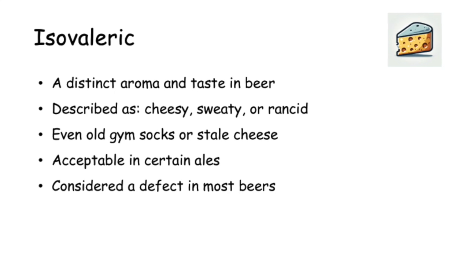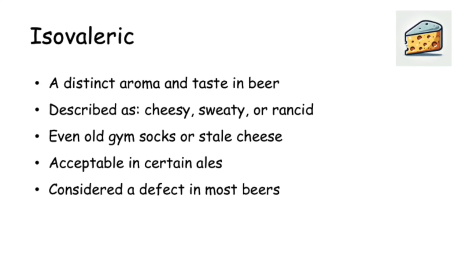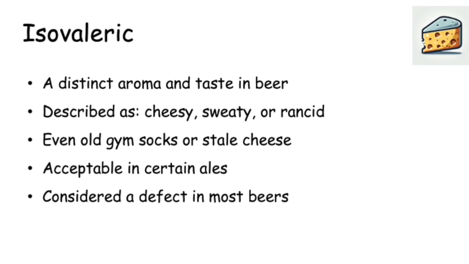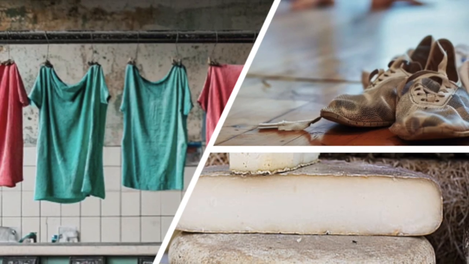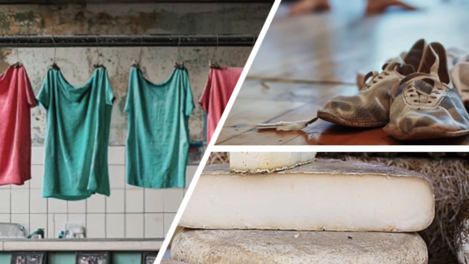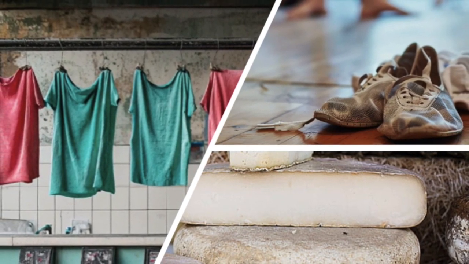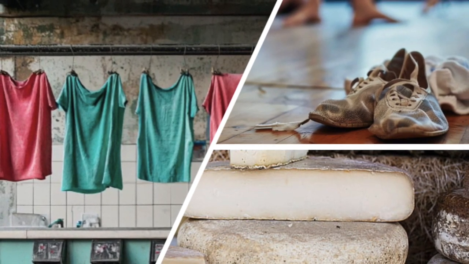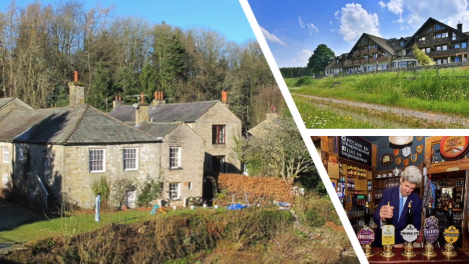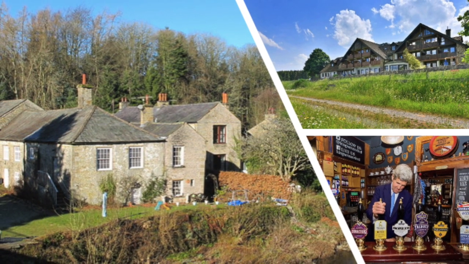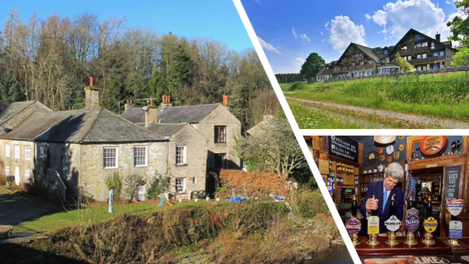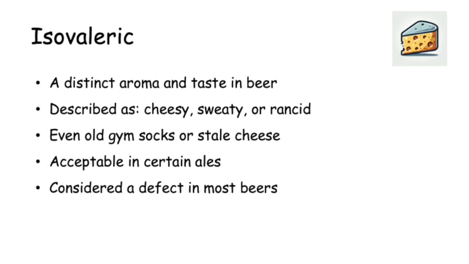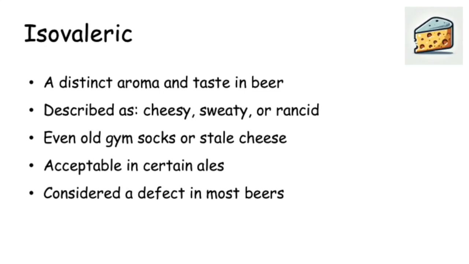First off, let's clarify what we mean by isovaleric flavor. It's a distinct aroma and taste that can appear in beers, often described as cheesy, sweaty, or rancid, sometimes even like old gym socks or stale cheese. Sounds a bit off-putting, right? Well, in some styles, like certain English ales or farmhouse beers, a hint of it might be acceptable or even desirable. But most of the time, brewers want to keep it low or eliminate it completely.